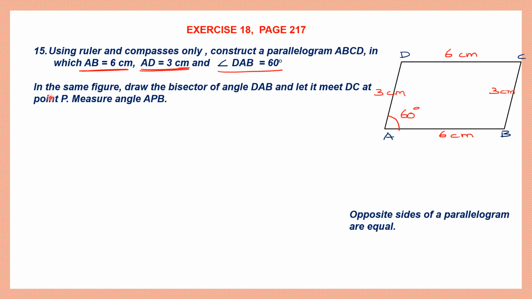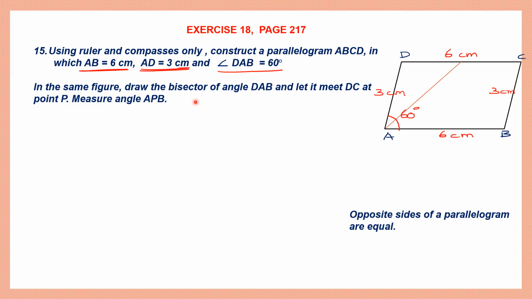Then here what does it say? In the same figure, draw the bisector of angle DAB. Now which is that angle? DAB. That is the bisector of 60 degrees. So we have to draw the bisector, means exactly half of that. That is 30 degrees. And remember, we have to use only a compass, not protractor. This instruction has been given to us in the question. So we have to bisect 60 degrees. So we will get a line like this, isn't it?